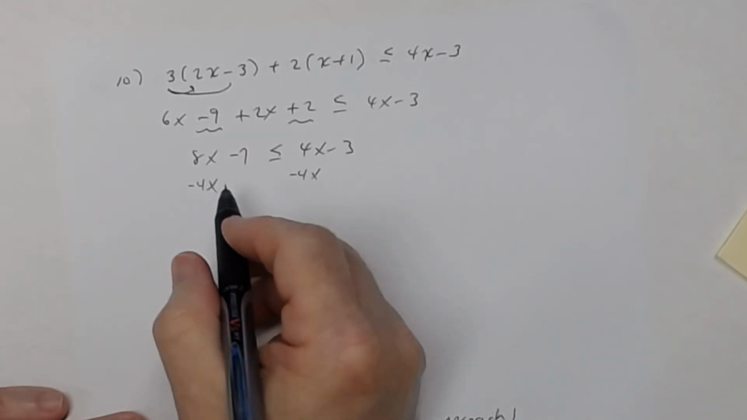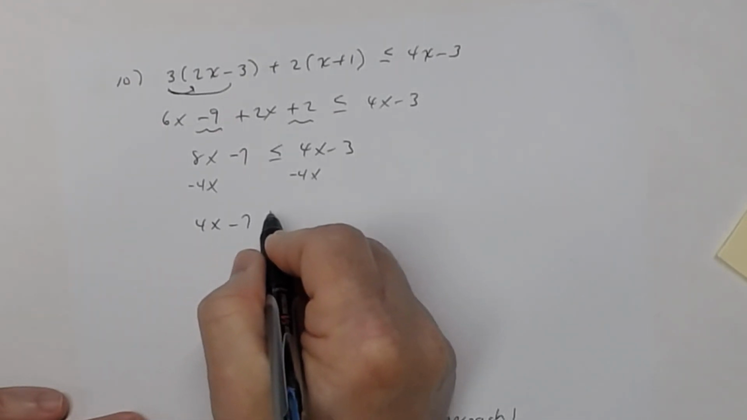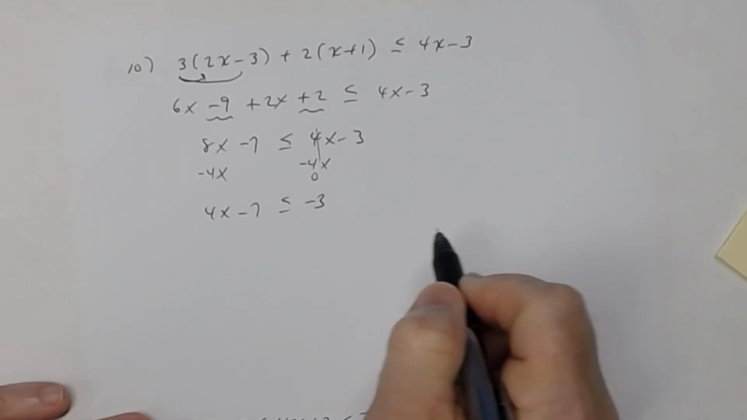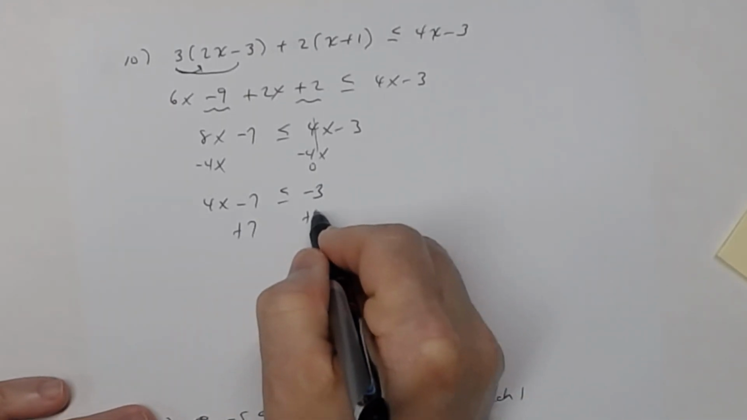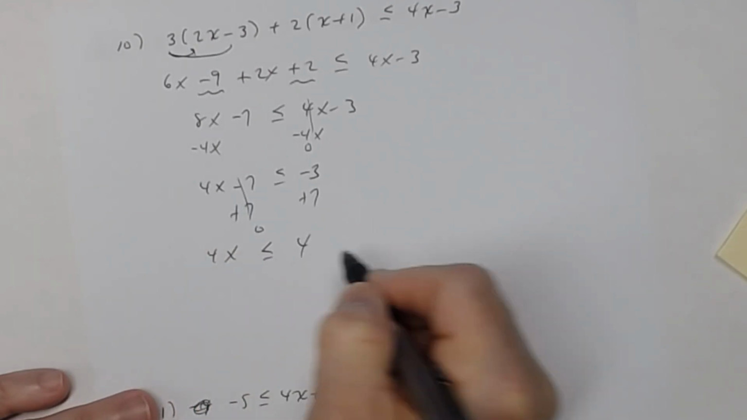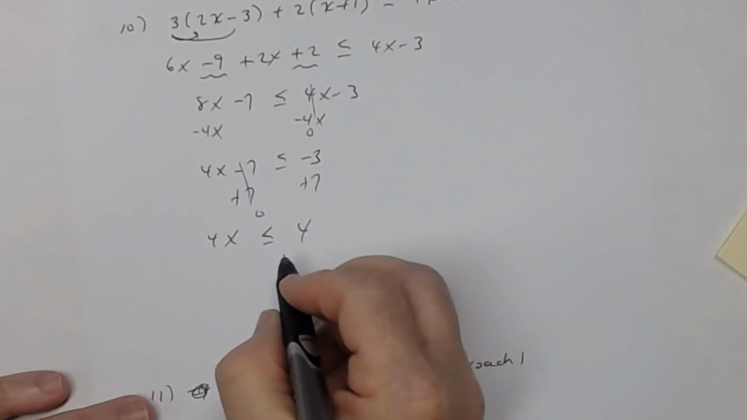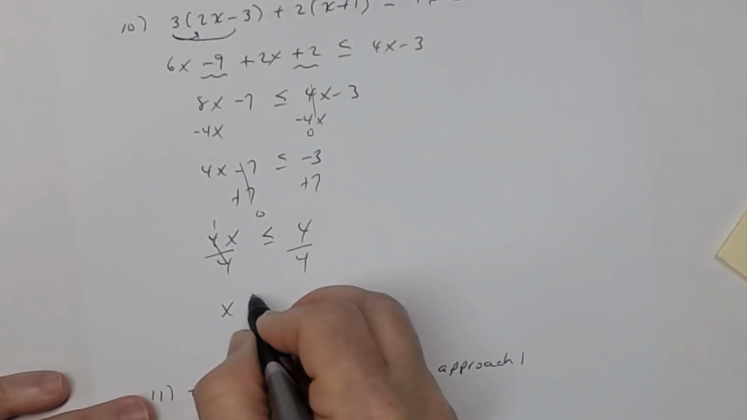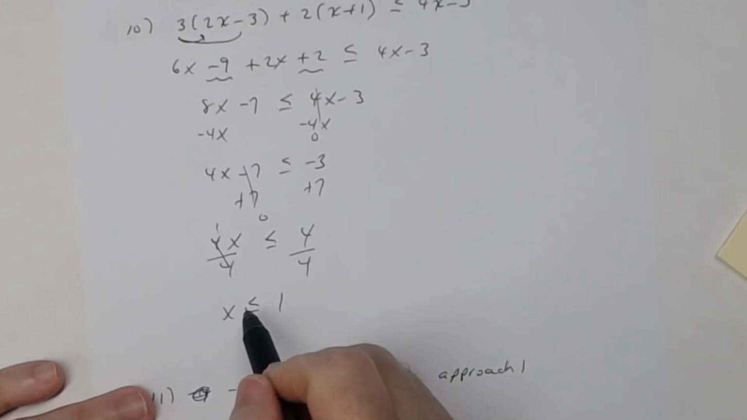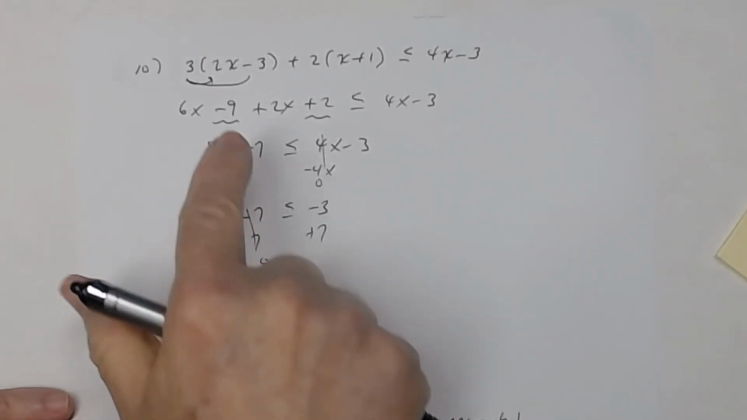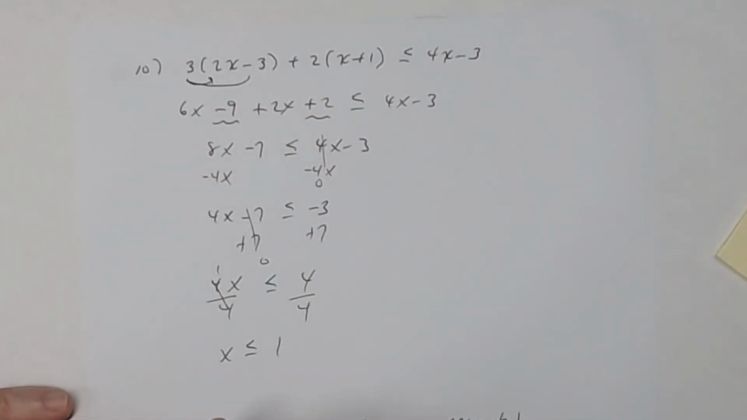We get 8x minus 4x is 4x. Minus 7 is less than or equal to, this is 0, and 0 minus 3 is negative 3. Adding 7 to both sides, I get 4x, this is 0, is less than or equal to 4. And then dividing both sides by 4, I get x is less than or equal to 1. So notice that any real number less than or equal to 1 is a solution to this linear inequality.